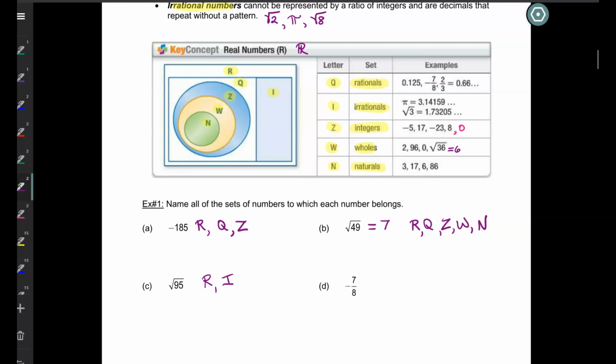Negative 7/8. Okay, so this one's what? Just rational. Rational. So I know Q is a weird abbreviation for rational, but we can't use R because R is for the real numbers. And again, if it's rational, then we're going to skip the irrational. It can't be any of these, right? No. You can't have fractions with integers, whole numbers, or natural numbers.